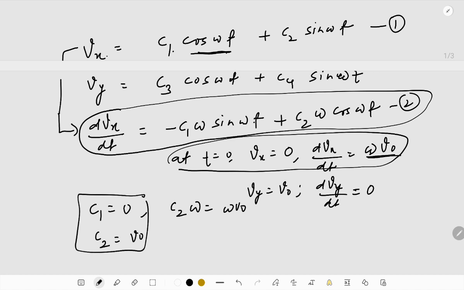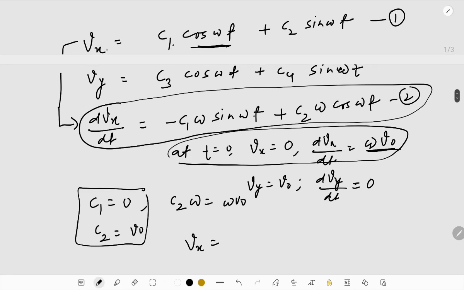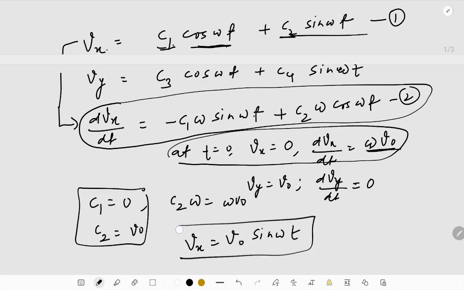So we have the equation. We can find Vx, Ax in terms of time, but I need to find Vx, and Vx is v naught sin omega t, because you can see here C1 is equal to 0 and C2 equal to v naught. So Vx is simply v naught sin omega t. This is one of the equations I needed to find out.